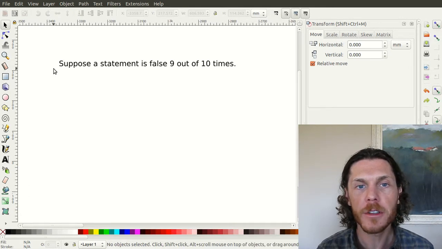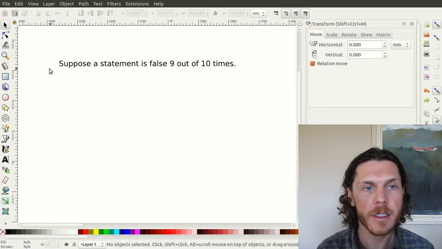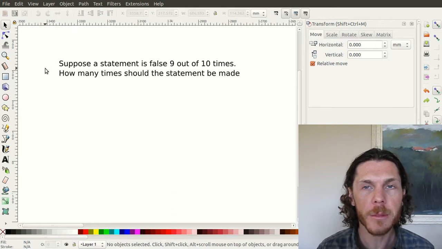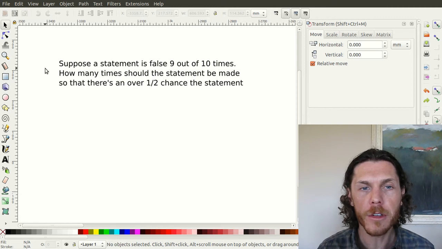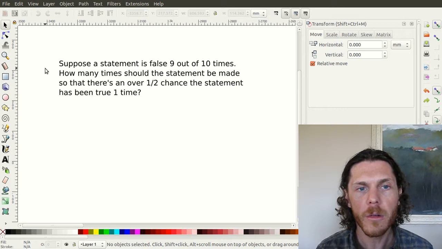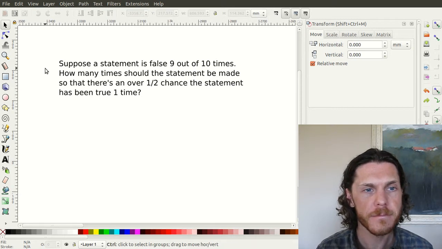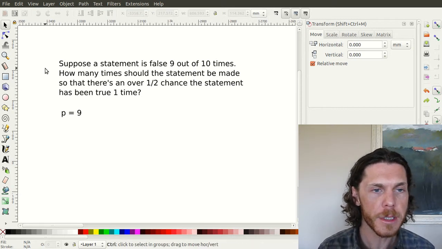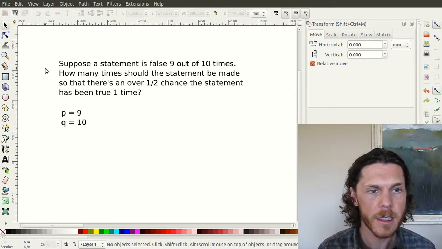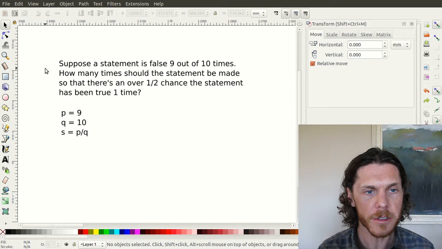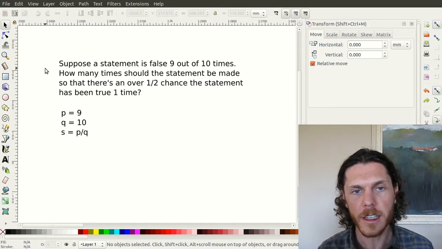Suppose a statement is false 9 out of 10 times. How many times should the statement be made so that there's an over 50% chance the statement has been true one time? So P is 9, Q is 10, 9 out of 10 times. And then S, which is the scale symmetry that we're using, is P over Q, 90%.